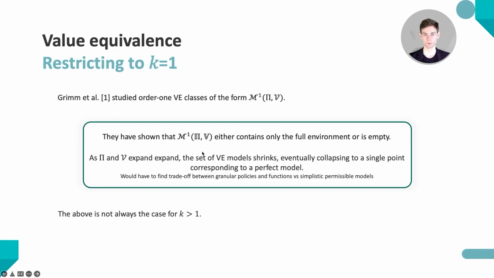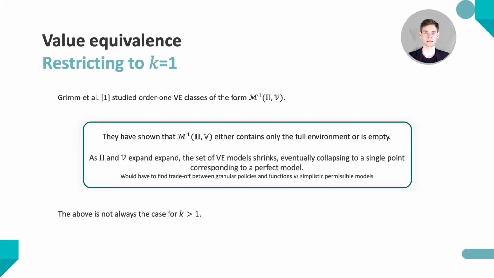What has been shown by the people at DeepMind is that if we let these expand to the widest sets that you could possibly have, so the bolded pi and v, as we indicate those here, we actually get that it either contains the full environment, that is the fully specified environment with all its detail, or it's going to be empty, meaning that there is no permissible model like that. So that is a limit criterion, which at first may seem kind of good because it means we converge to the model that we're looking for. But actually, this is somewhat a curse in disguise.